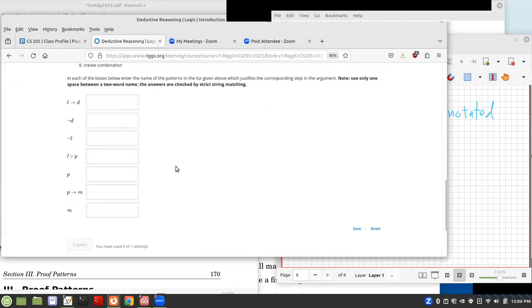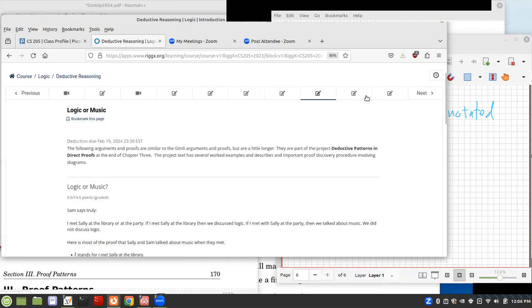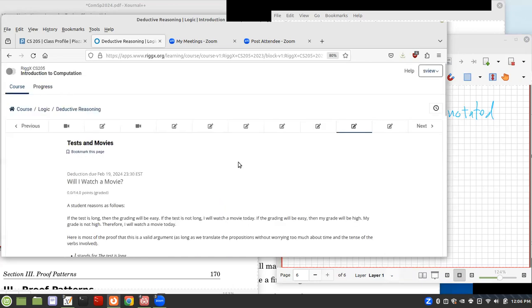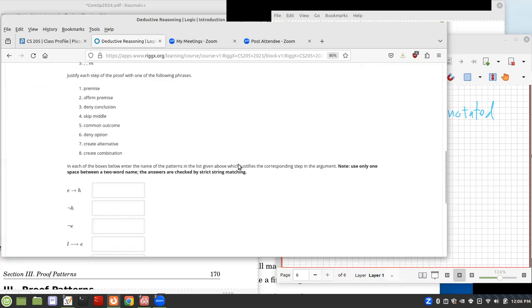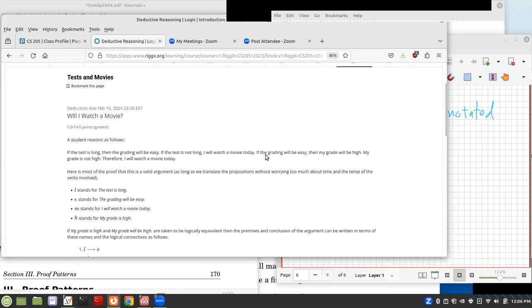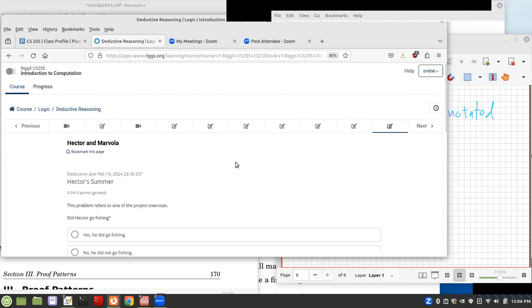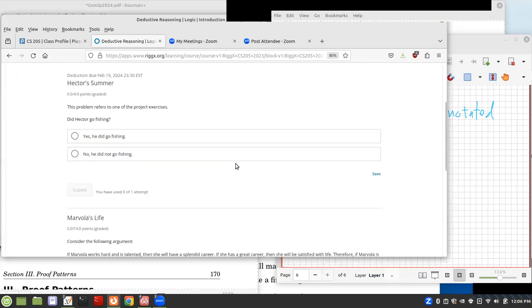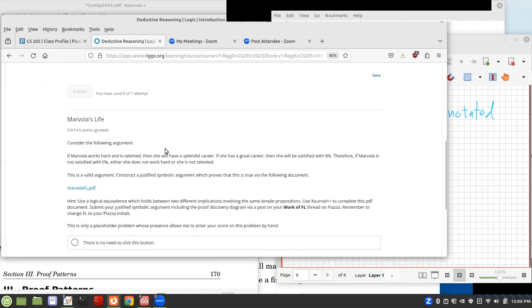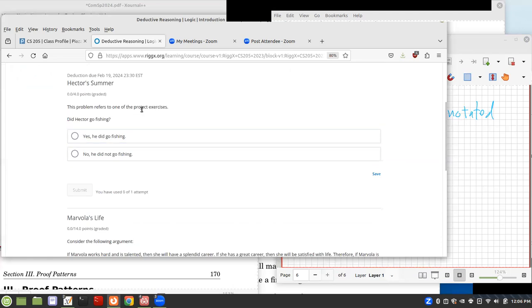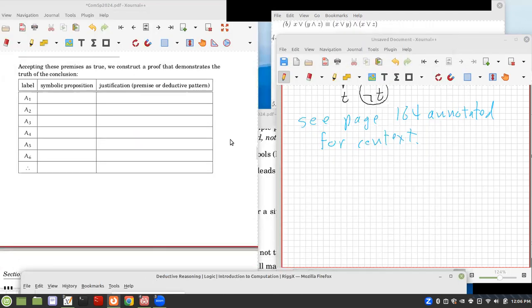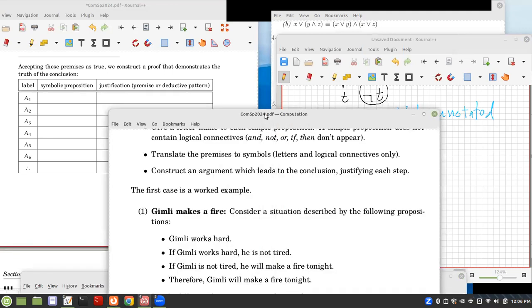And again, this is the same one, but with a longer proof. And here is another one with a longer proof, different context. And the last one is the project exercises, okay? So this is one of the project exercises. So let's look and see what those are for this section before going further.